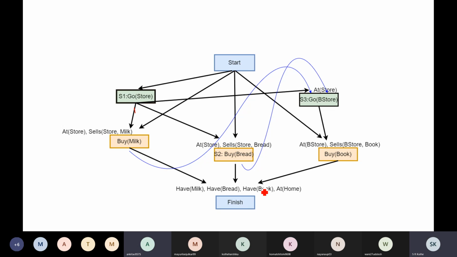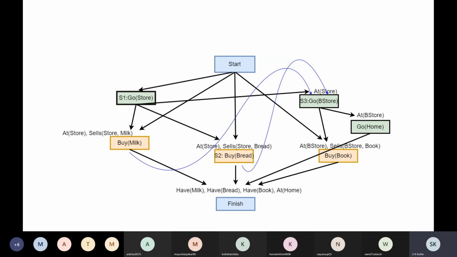Return. What is go home, right? Correct. So after performing this, the robot will be at the bookstore only. Okay, we want the robot to be at home. This should be true. So we will add a step go home here from the bookstore.